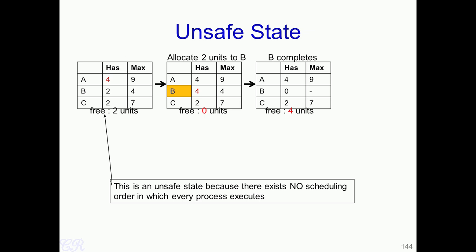Now, let us look at another example where the state we start with is that A has 4 units, B has 2 and C has 2. So, a total of 8 units are present with A, B and C respectively, and the number of free units is 2, and the maximum credit limits of each client are as before 9, 4 and 7 respectively.